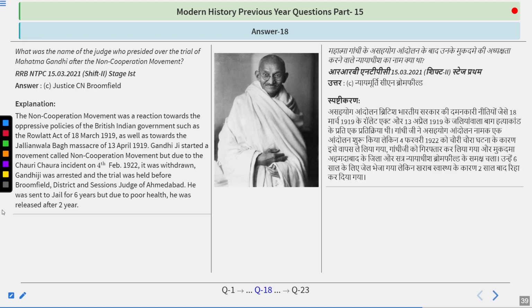Bromfield. So the non-cooperation movement was a reaction towards the oppressive policies of the British Indian government, such as the Rowlatt Act of 18 March 1919, as well as towards the Jallianwala Bagh massacre of 13th April 1919. Gandhiji started a movement called the non-cooperation movement, but due to the Chauri Chaura incident on 4th February 1922, it was withdrawn. Gandhiji was arrested and a trial was held before Bromfield, district and session judge of Ahmedabad. He was sent to jail for 6 years, but due to poor health, he was released after 2 years. So remember, the answer is Justice C.N. Bromfield.